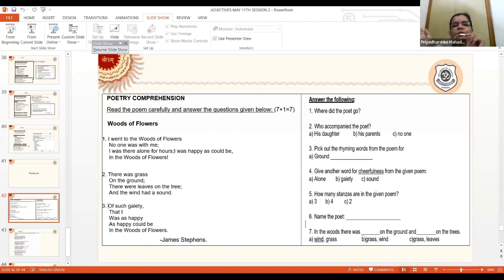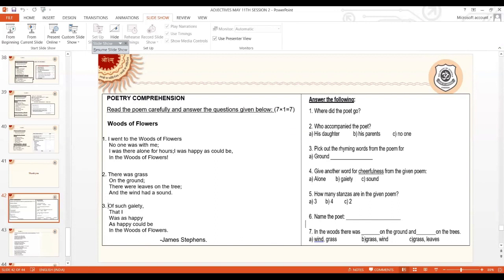Where did the poet go? The poet went to the woods of flowers. Here go is given, they should write it in past tense form. Past tense for go is went. So small things you tell them. While writing it on the board itself, you tell them this is how you have to frame a sentence for the question and you have to write.